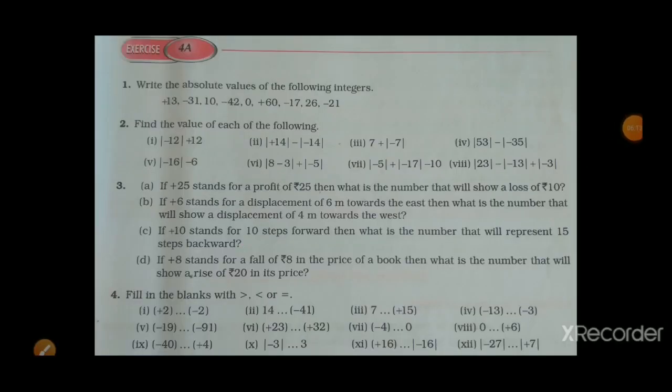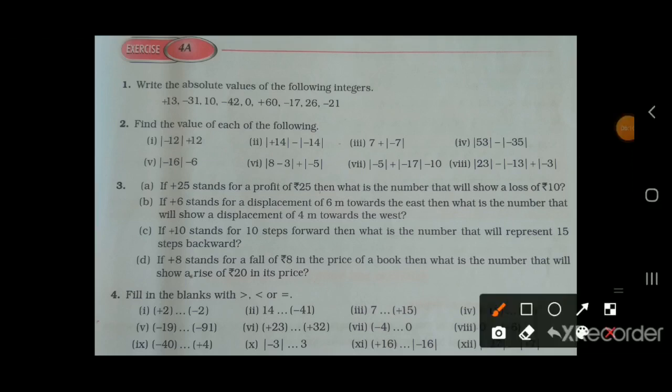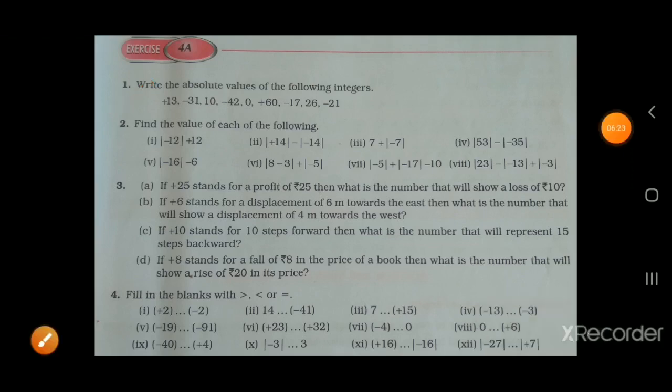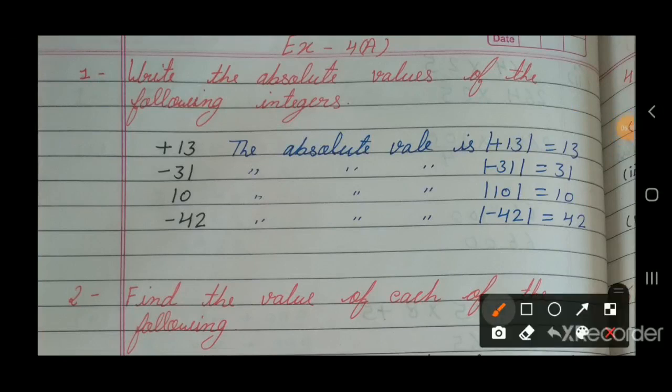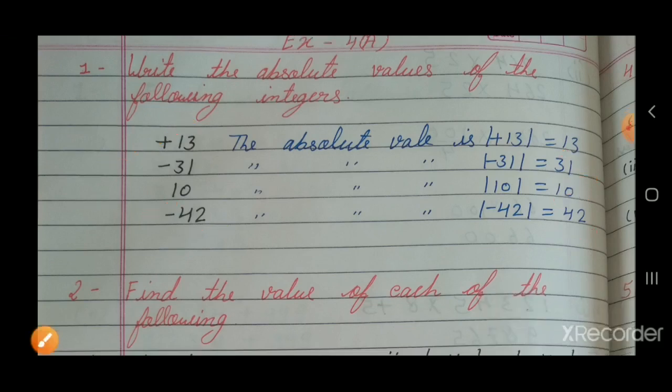Now student, come to the exercise. Yes, question number 1 is here. Write the absolute values of the following integers. Yes, absolute value. Plus 13, absolute value is 13. Minus 31, absolute value 31. 10, absolute value 10. Minus 42, absolute value 42. Student, rest part of this question number 1, try yourself.